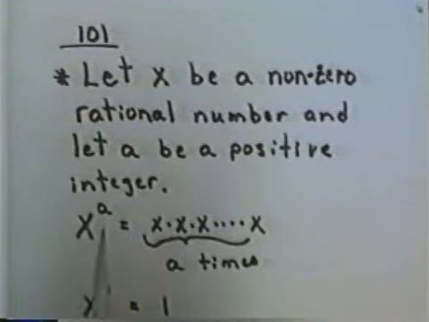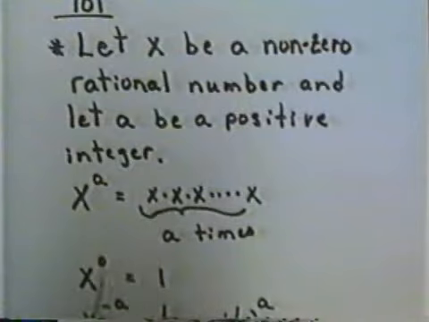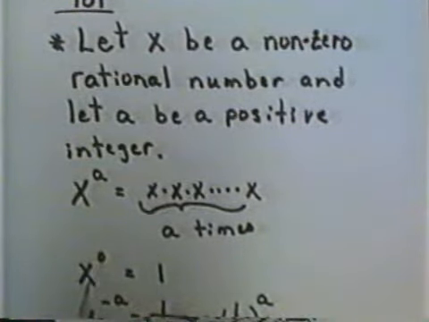Now if a is an integer, then it's either a positive integer, it's 0, or it is a negative integer. If it's a positive integer, we have this definition. If it's 0, then x to the 0 power is 1. Now that would be for x not 0. See, x is a non-zero number. So any non-zero number raised to the 0th power is 1. Anything raised to the 0th power is 1.